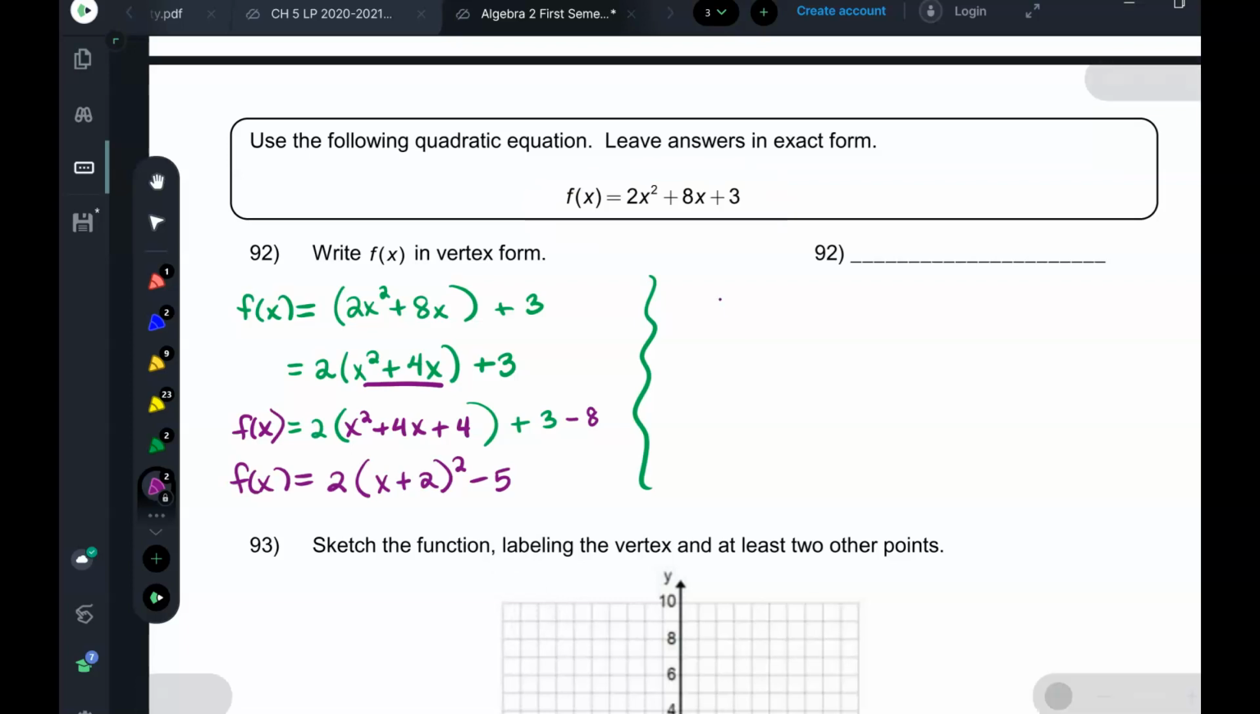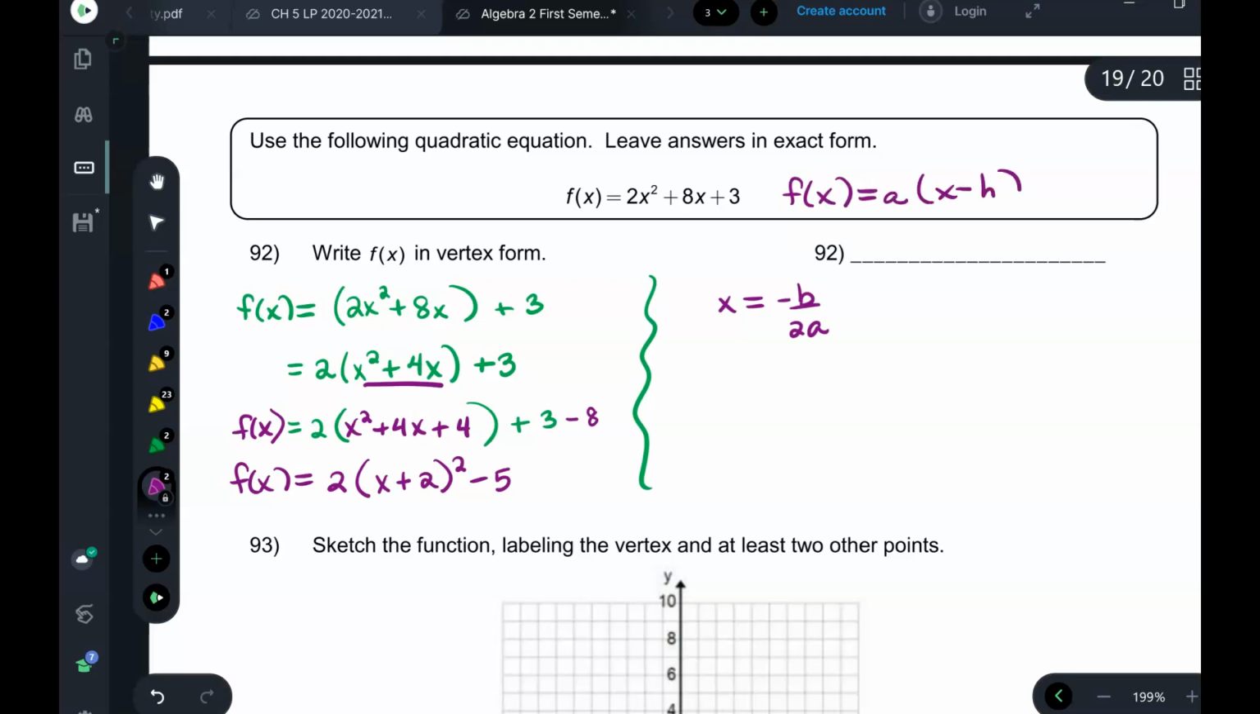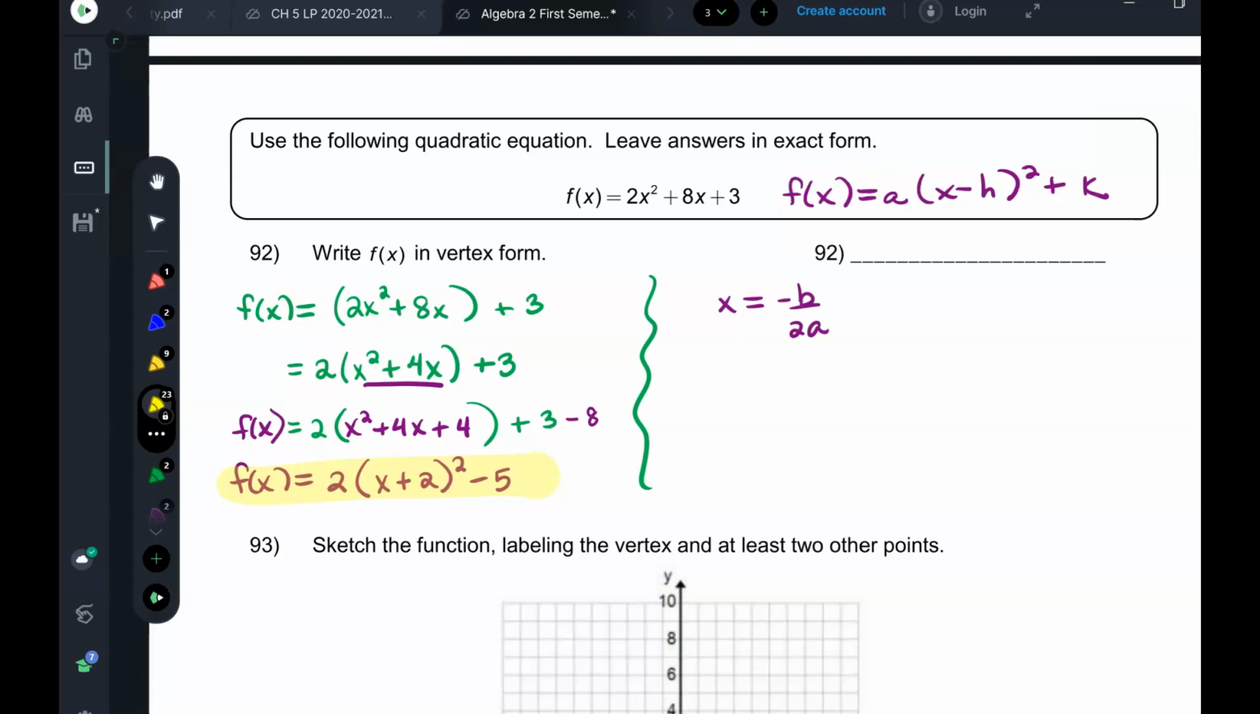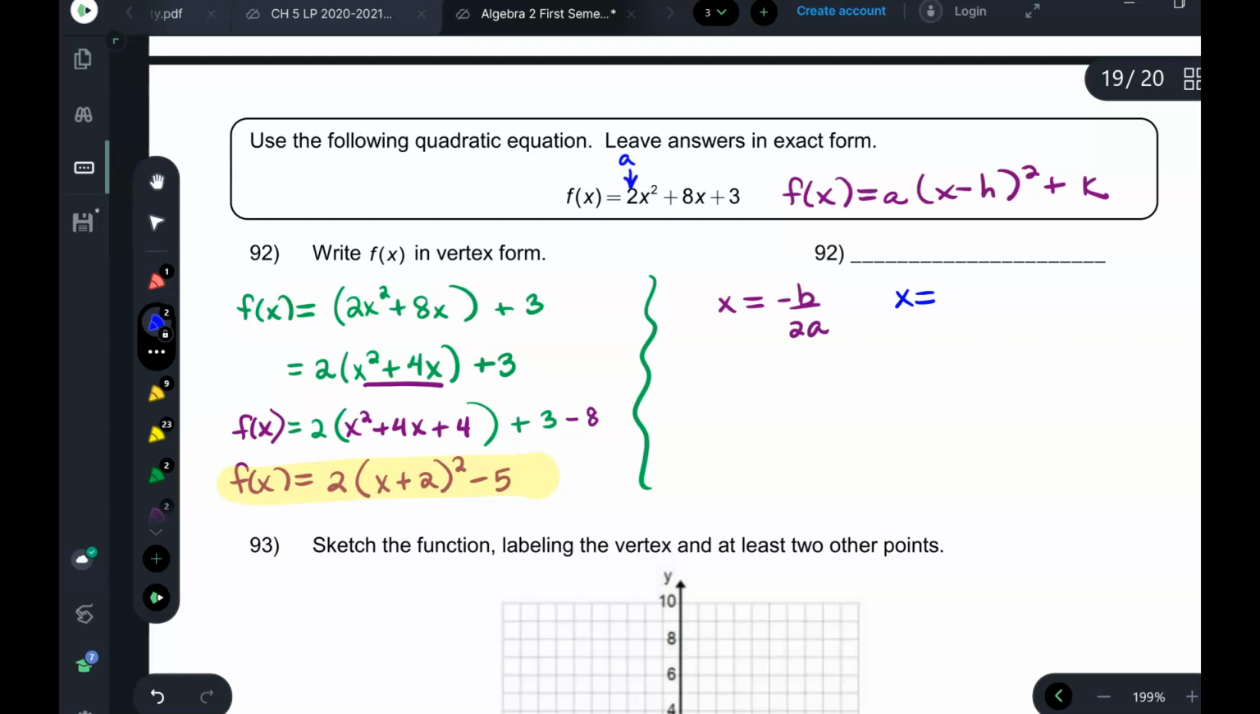Okay, the other method was when we did the negative b over 2a, and that will give us the x coordinate of the vertex. So remember, our formula for the vertex form is a times x minus h squared plus k. When I do the completing the square, we automatically get it in that form. Now, if we did the negative b over 2a, I go back to a, b, and c. So if I look at negative 8 over 2 times 2, I'll get negative 8 over 4, which is negative 2.